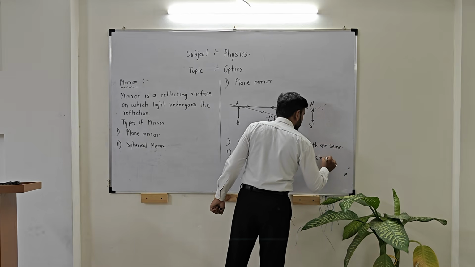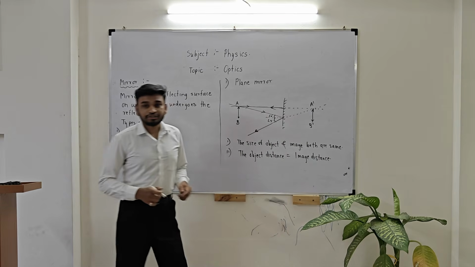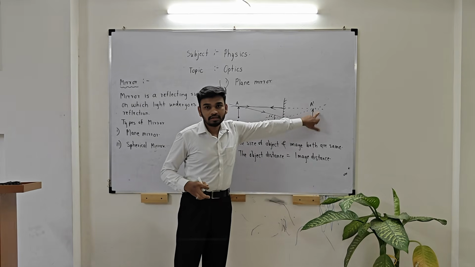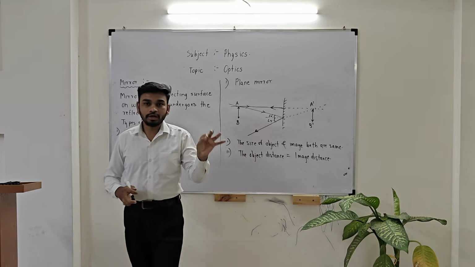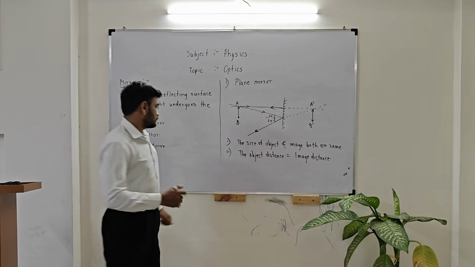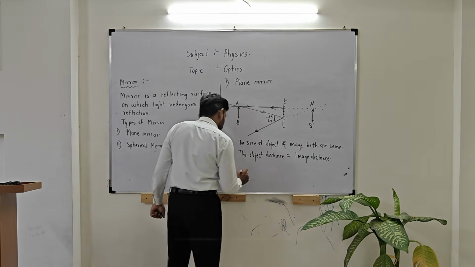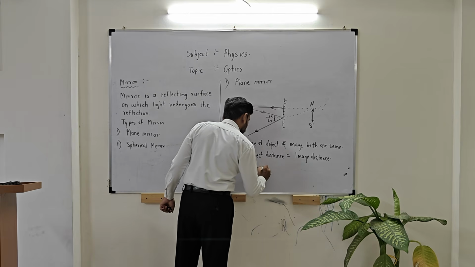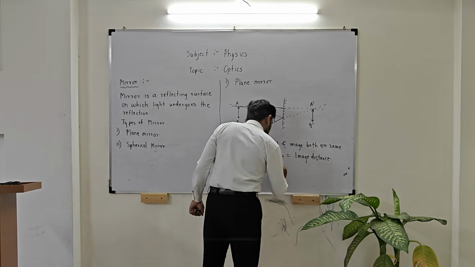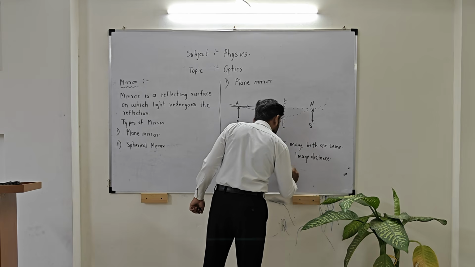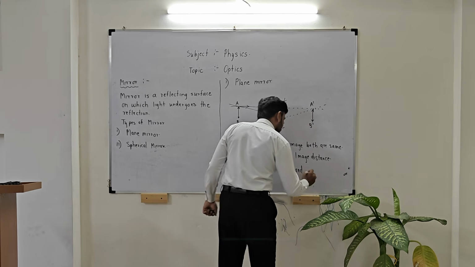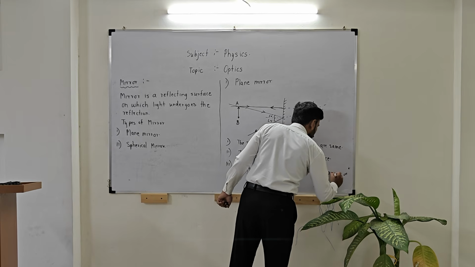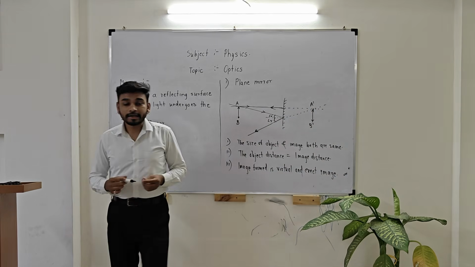And the last and important point is the nature of the image. The image formed here is of the type virtual and erect image. That is the third point. The image formed is virtual and erect image. So what is this virtual and erect image?